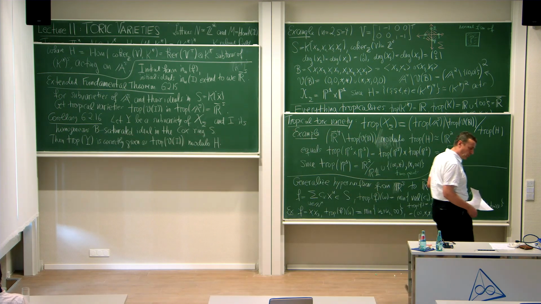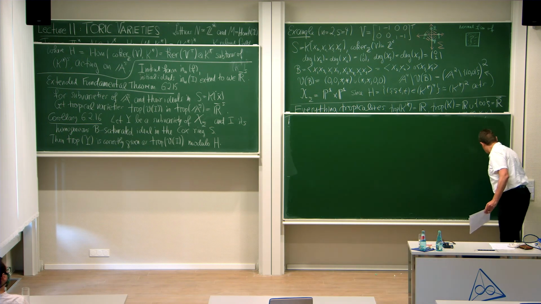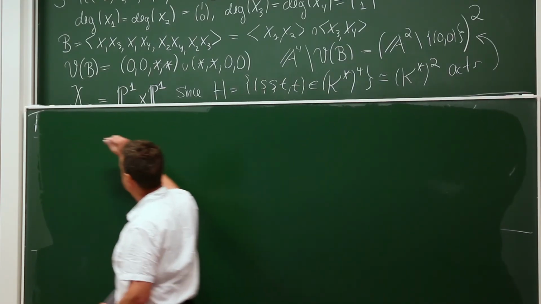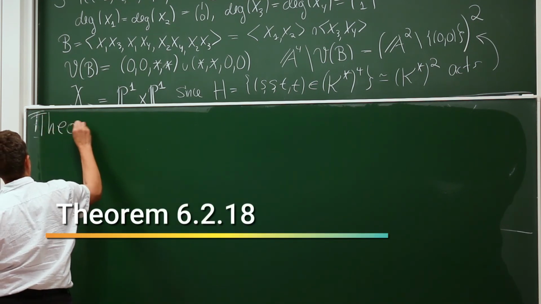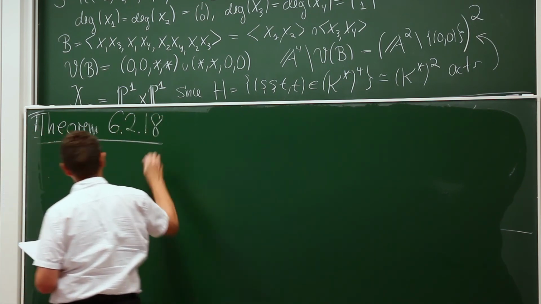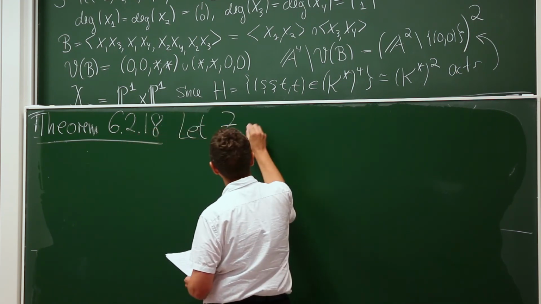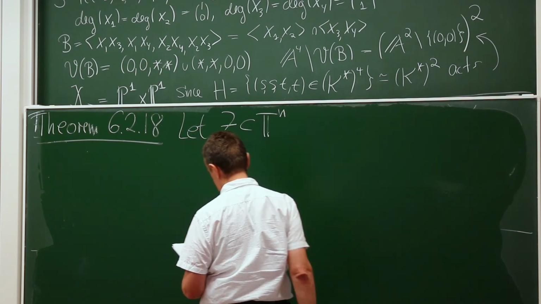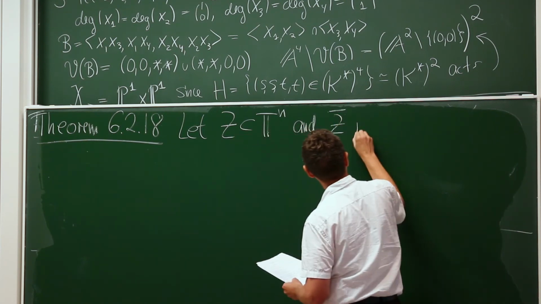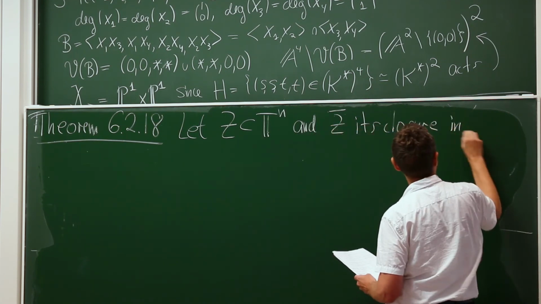I have one more theorem to go and a question to ask. Okay, so here's the theorem. Might be the main theorem of this section. So we're in section 6.2, and this is theorem 6.2.18. So now let's start where we always started. So Z is a subvariety in T to the N, and so in the torus, and Z bar its closure in a toric variety.